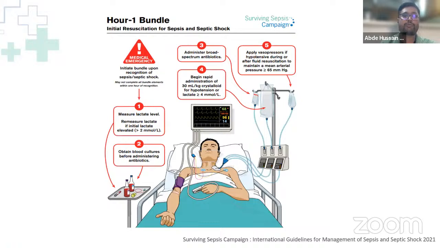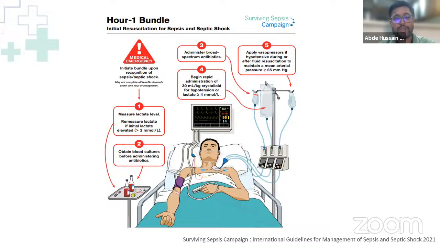So what is the R1 bundle? Sepsis needs to be treated as a medical emergency. And the first thing that needs to be undertaken is measuring lactate levels. Lactate is one of the markers of hypovolemia, or you can say hypoxic tissue injury. An elevated lactate of more than 2 mmol per liter is an indicator of sepsis.